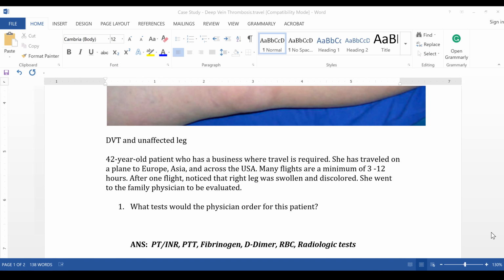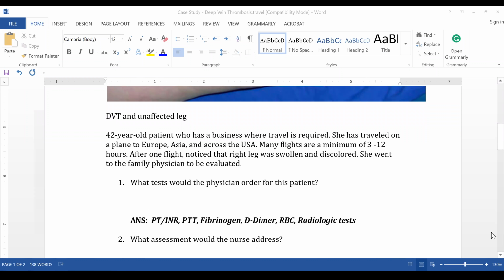Okay, clotting factors. If there's a clot, the D-dimer will be high due to the increased fibrin. So if we have high fibrin levels, then we should be suspecting there's a clot somewhere, okay? All right, so what assessment would you do?